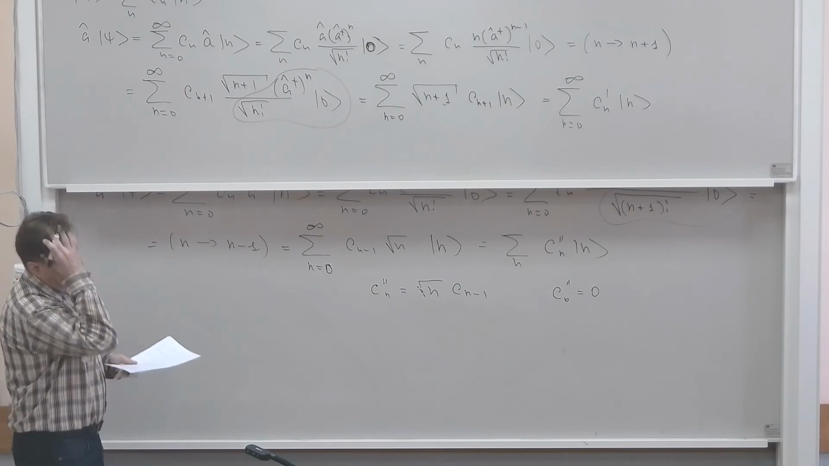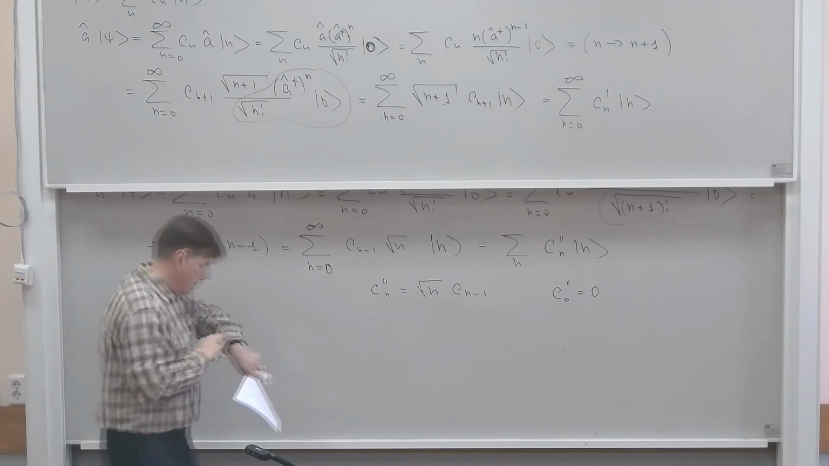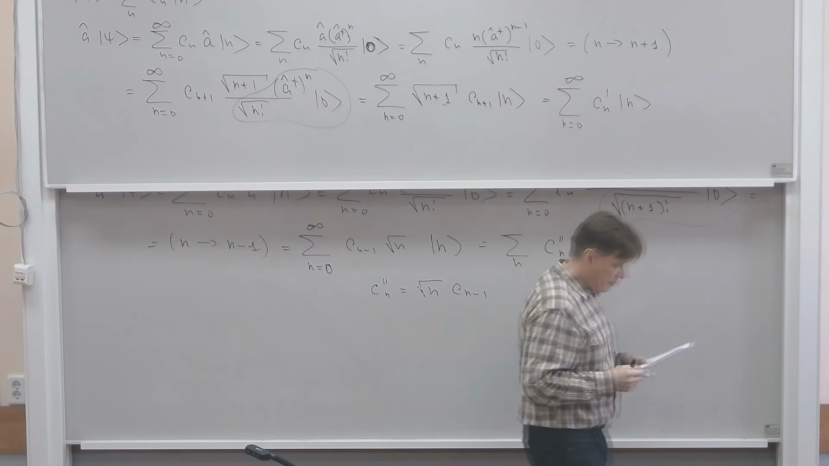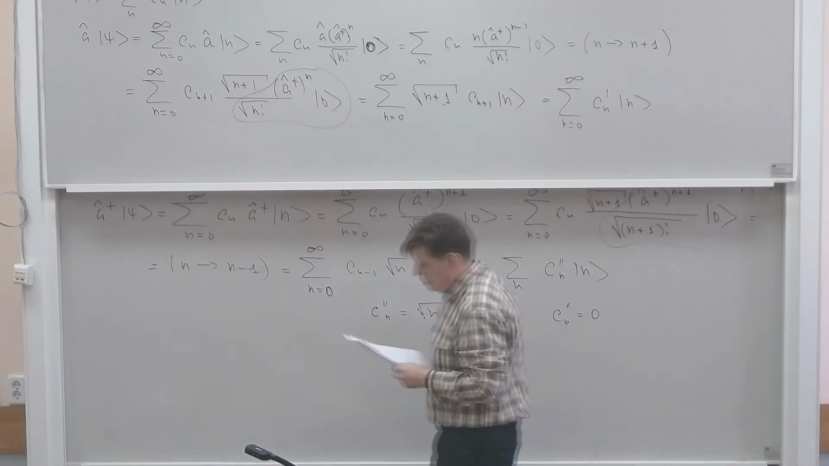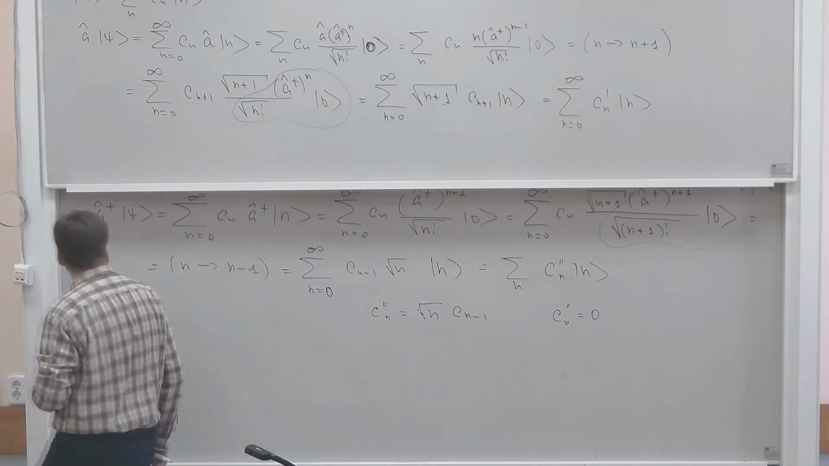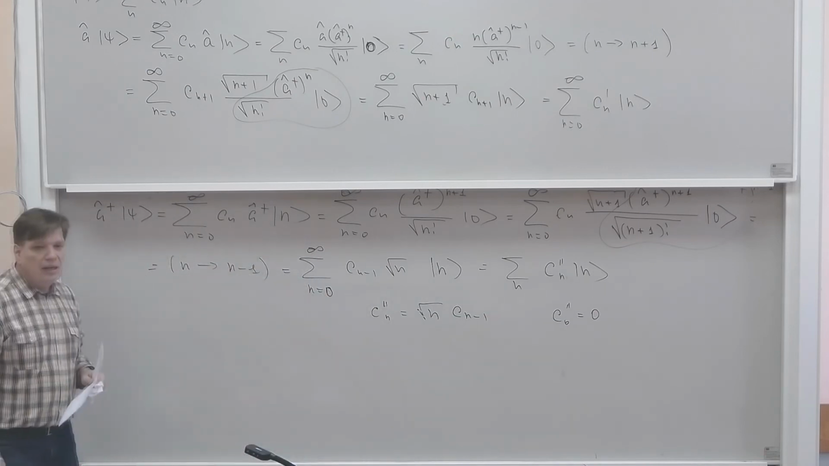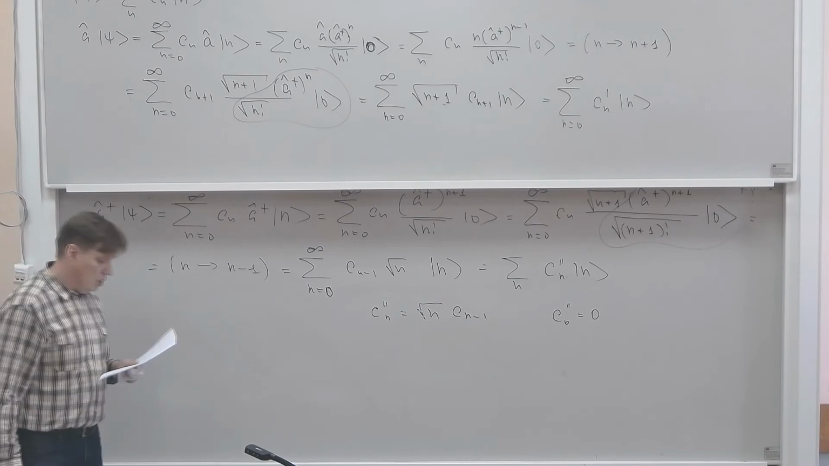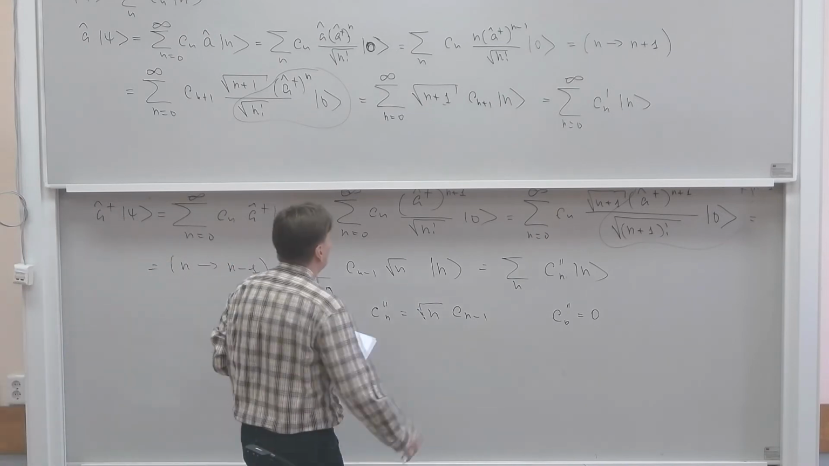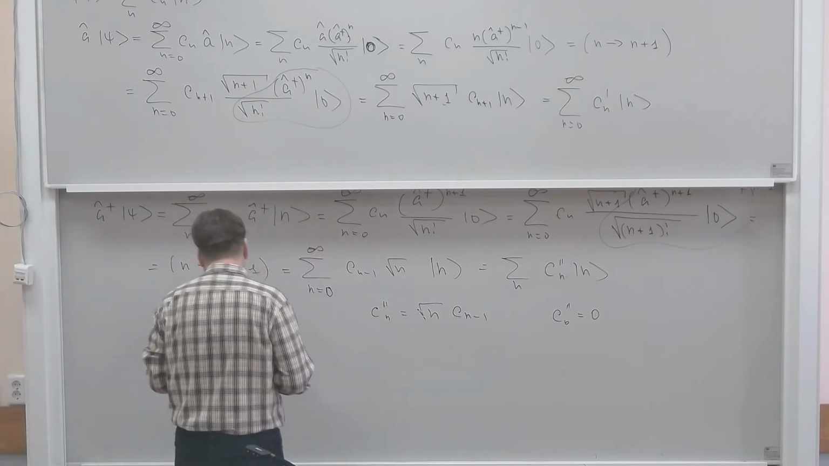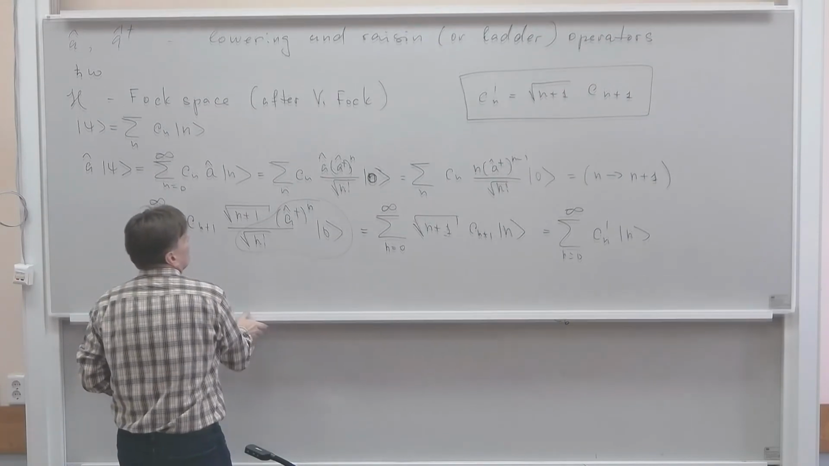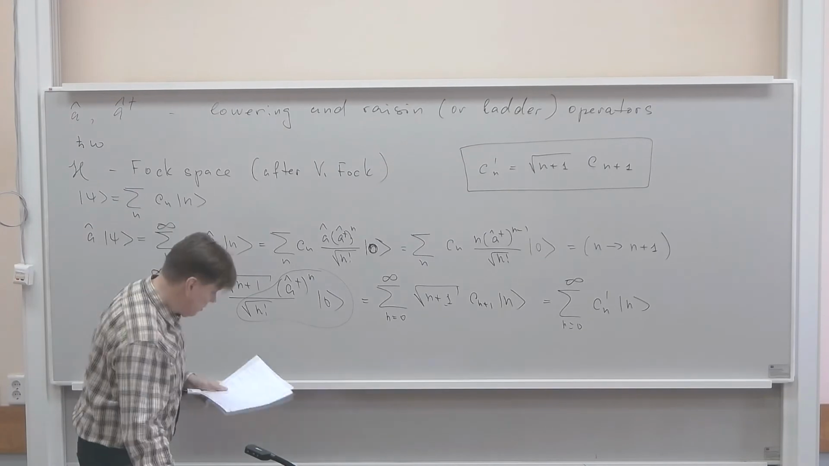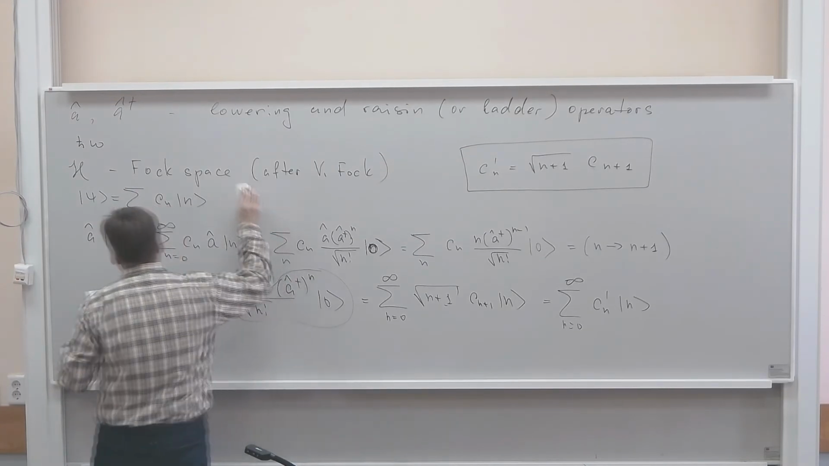Okay, the action of the ladder operators A and A dagger becomes much more visual in matrix notation, and according to our calculations, the matrices of these operators in the Fock space have the following form.